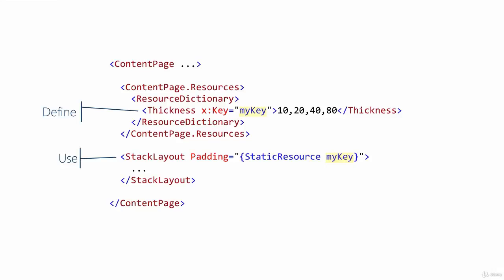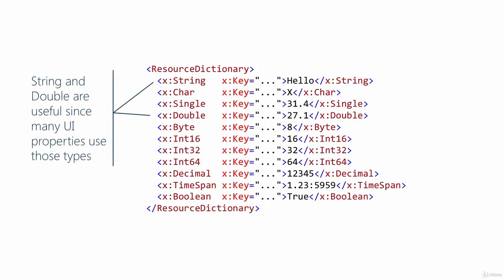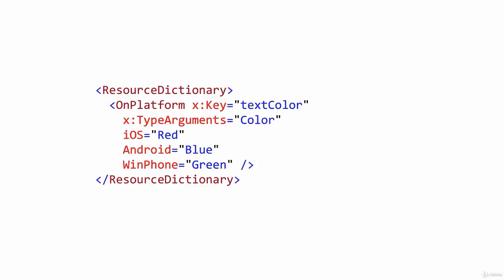The XAML specs define many types you can use for XAML resources. Resources are often used for things like font size, which have a type double. XAML natively supports many of the C# simple types and provides keywords to make it easy for you to create instances in your XAML. Let's finish with a slightly more complex example.